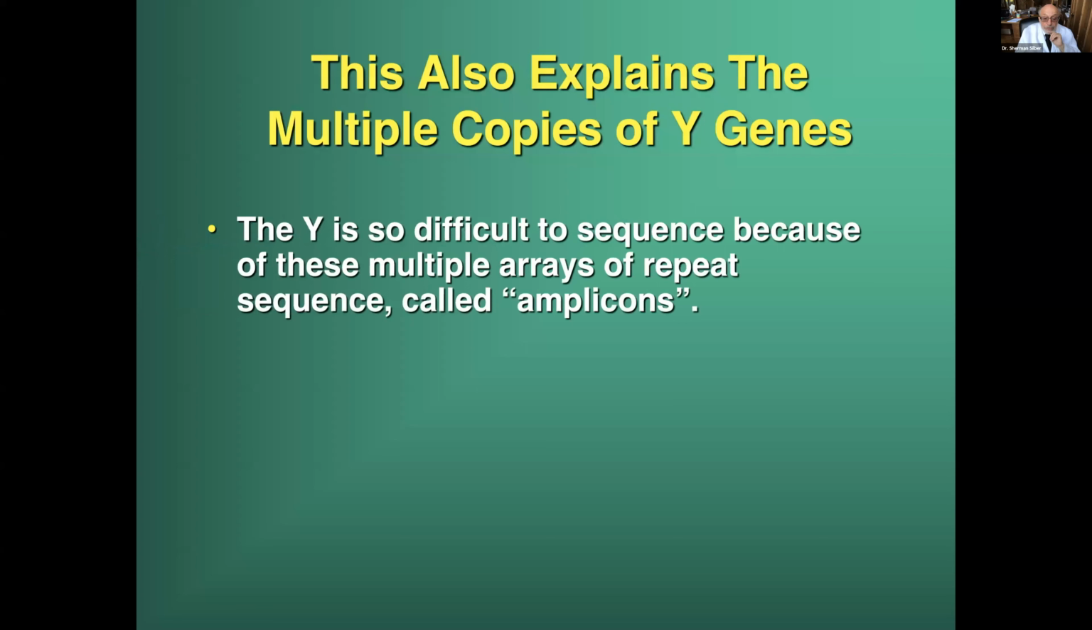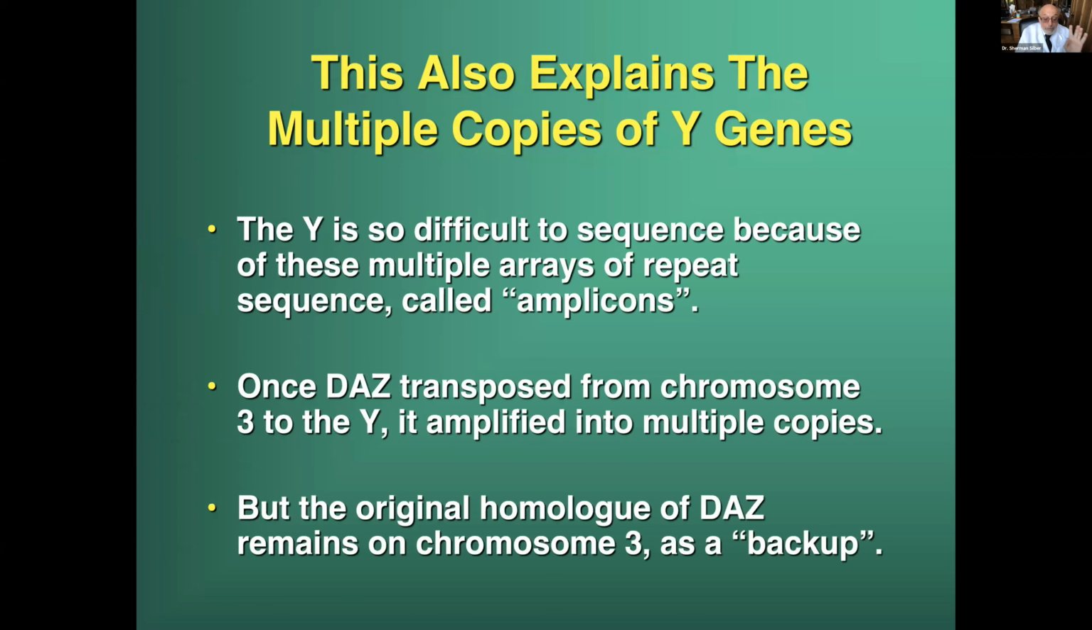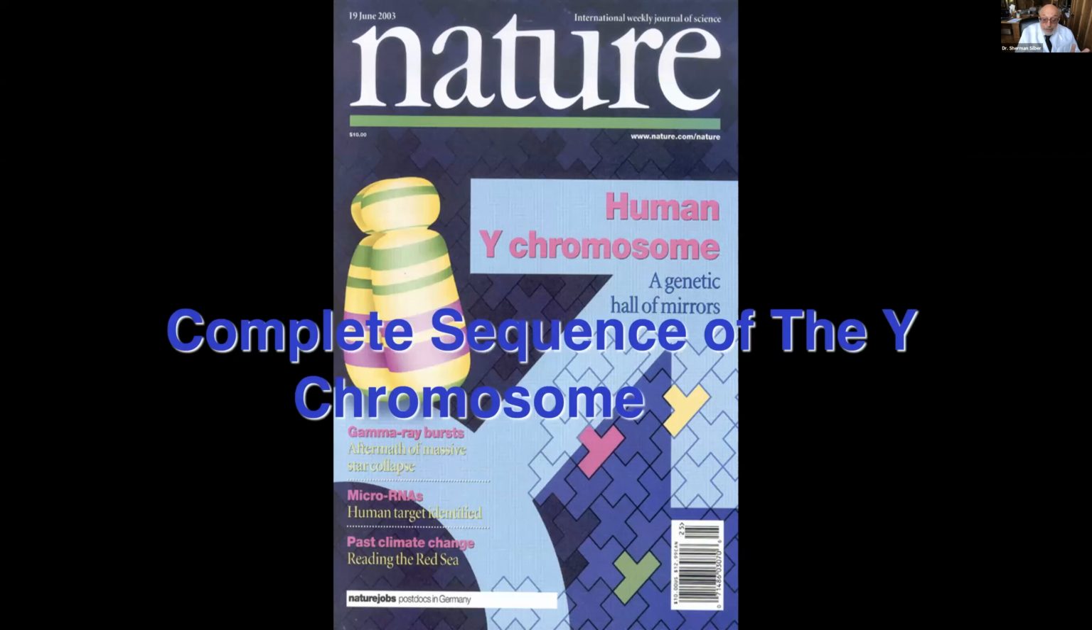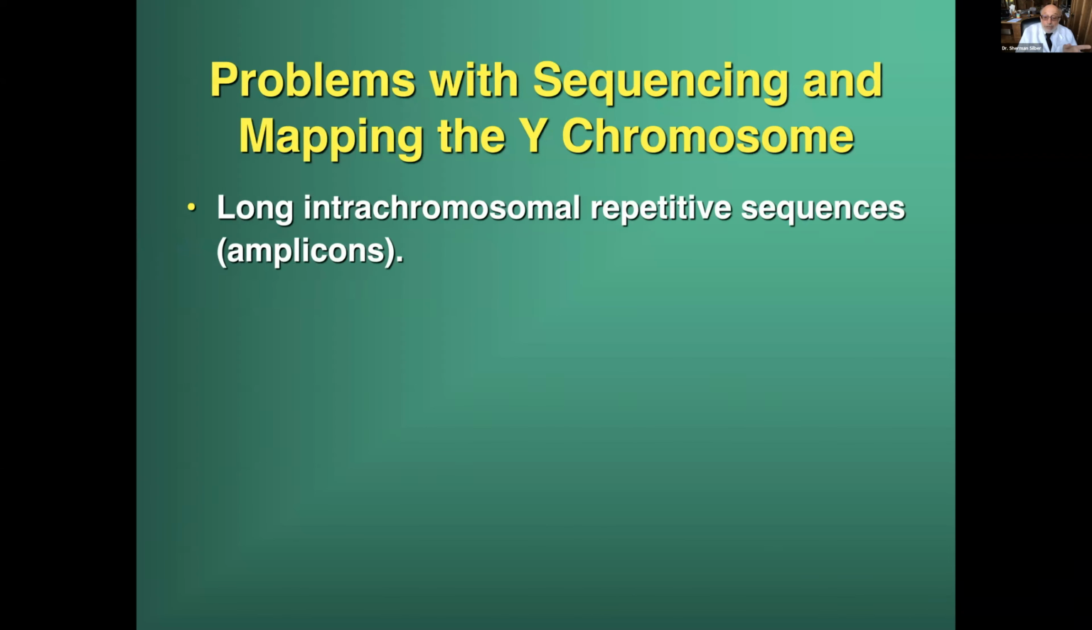The Y is so difficult to sequence because of these multiple arrays of repeat sequence, which we call amplicons. Once DAZ transposed from chromosome 3 to the Y, it amplified into multiple copies, but the original homolog of DAZ remains on chromosome 3 as a backup. The complete sequence of the Y chromosome was almost impossible to do because there are so many of these ampliconic repeats, and really nobody else has even done it. And we need other people to sequence amplicons because I think there's tremendous dark DNA in these amplicons that will explain a lot of male-female differences.